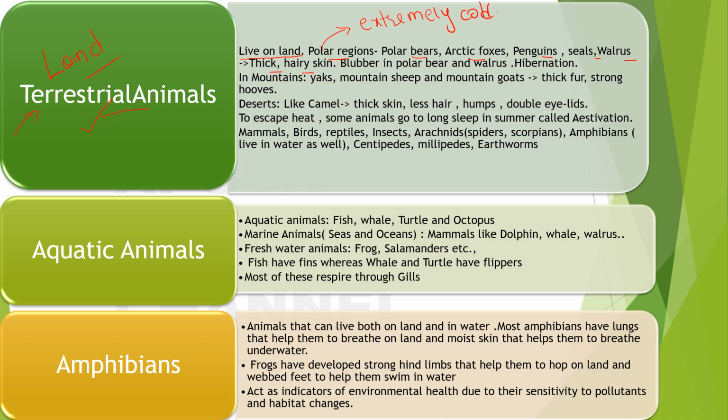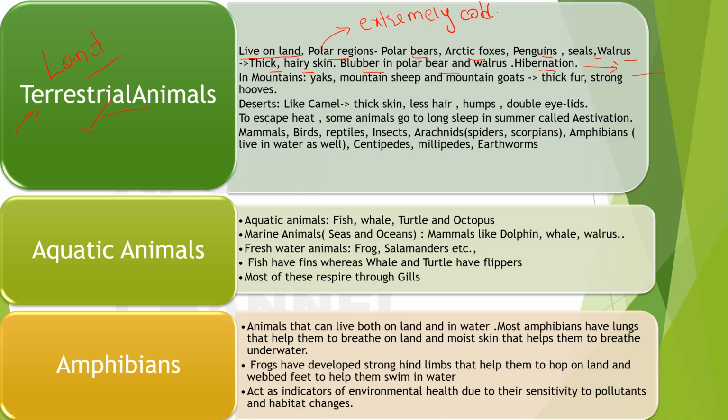Okay, and about the blubber in polar bear and walrus, it is a type of fat. So even that you can find in the polar bear and walrus. And what is this concept called hibernation? Hibernation means it's winter sleep. It's like some animals, in order to survive in this cold condition, will just sleep all through the winter. That is called hibernation. So what are the adaptations? Thick and hairy skin, blubber in polar bear and walrus, and some animals will undergo hibernation.